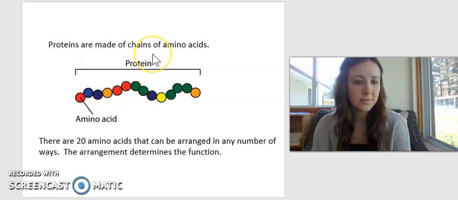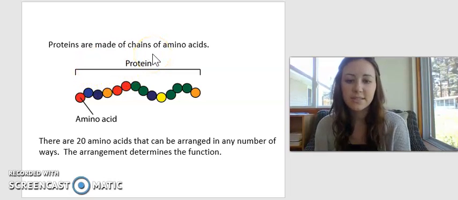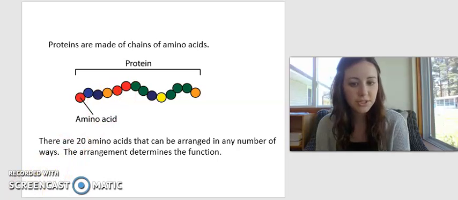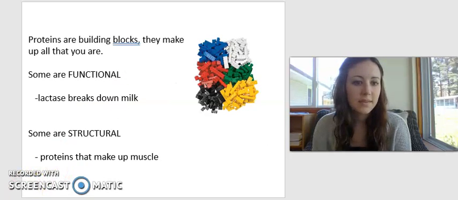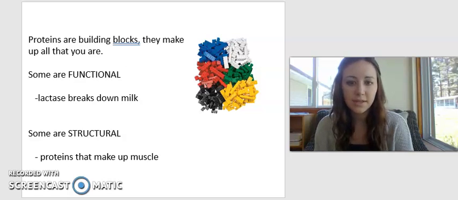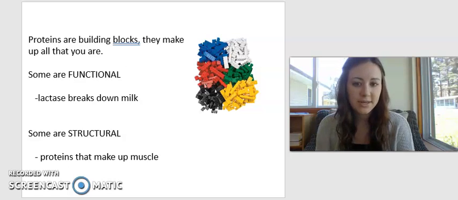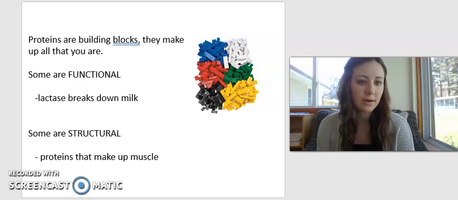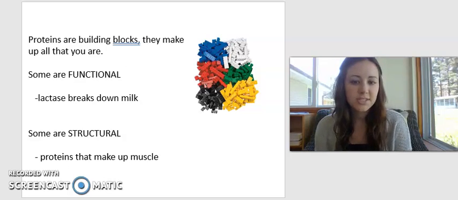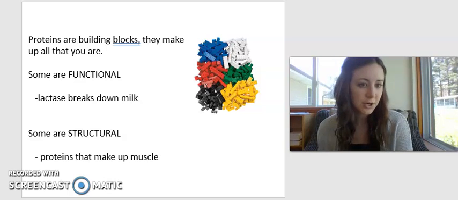Proteins are made of chains of amino acids, and the way those amino acids are linked together is going to determine the function of that protein. And think of proteins like building blocks. They make up every part of you. They make up all that you are. Some are more functional, like lactase is going to break down milk, and some are structural, like the proteins that make up your muscle or your hair or your skin. Depends on the protein and its function in your body.